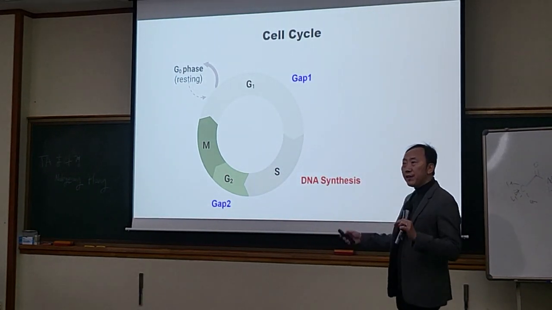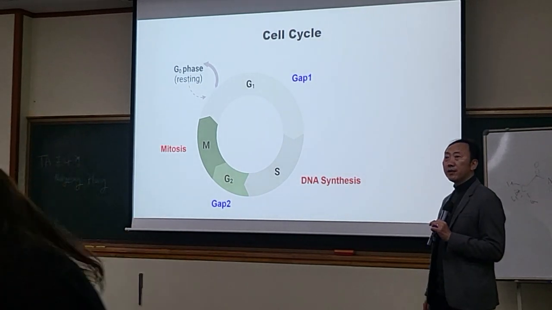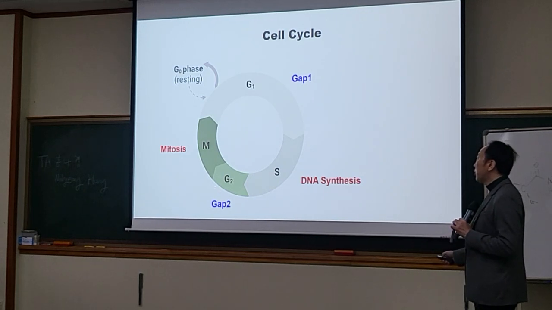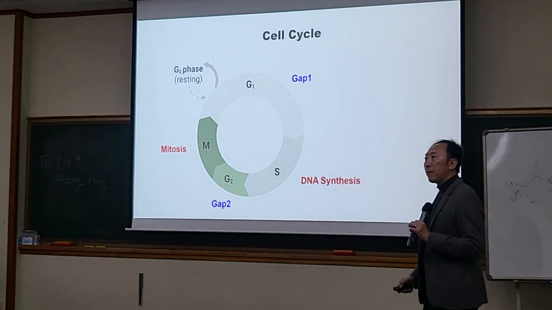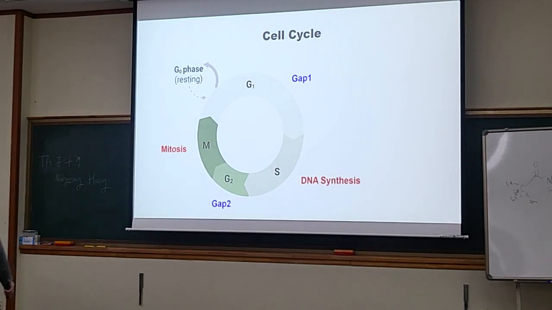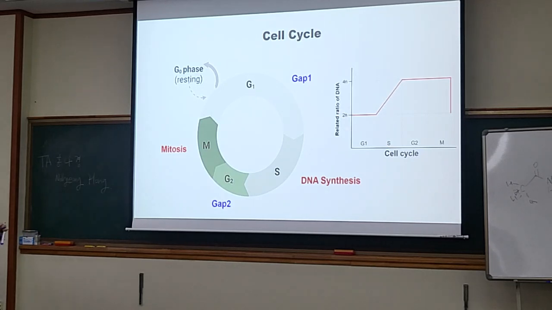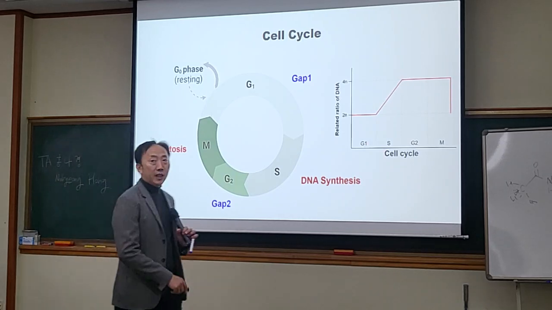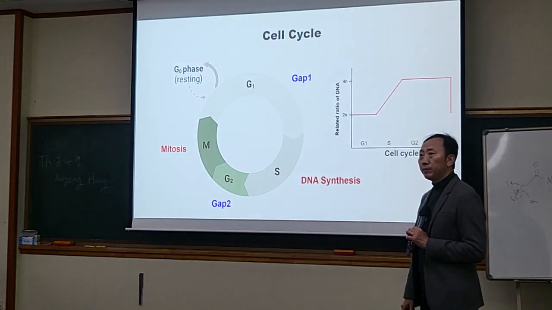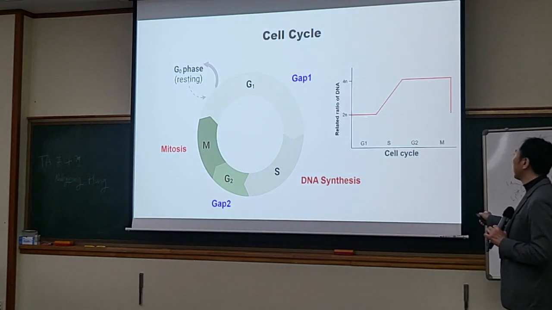And then the real division is called mitosis. So by using these abbreviations, we call G1, S, G2, and M phase. This is the so-called cell cycle for cell division. Here, if you look at the DNA amount, originally it was 2N. One N is from the father, the other N is from the mother. So we have 2N DNA. Before it divides in half, it should reach double. Then you can see this is G1.